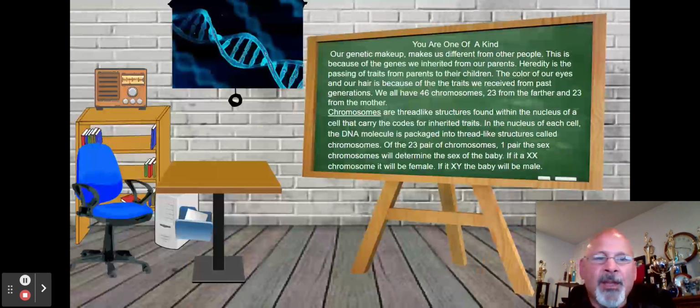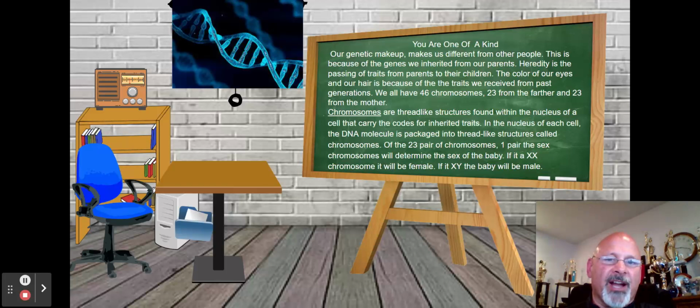You personally are one of a kind. Our genetic makeup makes us different from other people. This is because of the genes we inherited from our parents. Heredity is the passing of traits from the parents to their children. The color of our eyes and our hair is because of the traits we received from past generations.